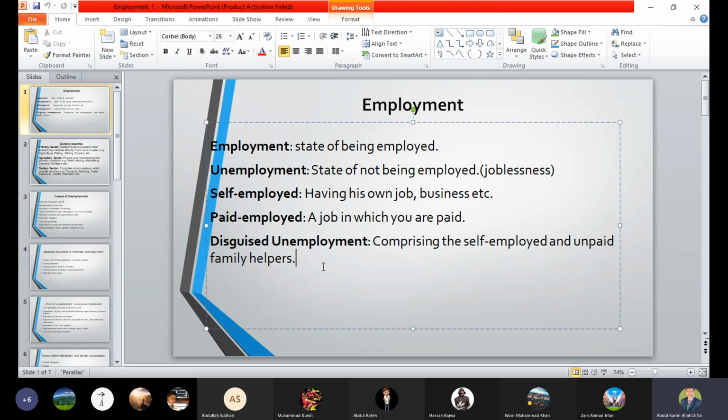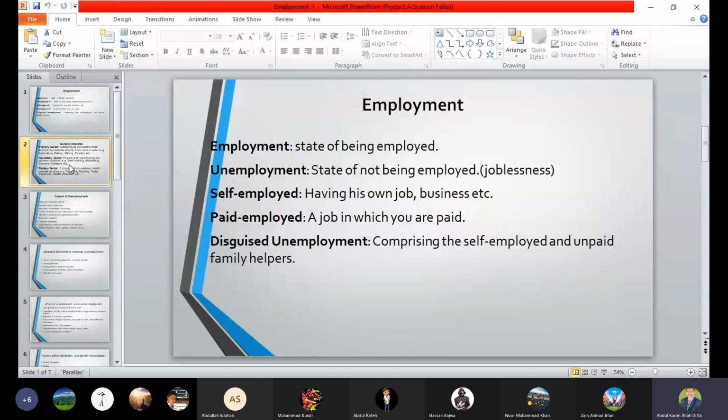In the last presentation, there was one more term, underemployment. Underemployment is that you get a job that is not according to your qualification. The job which you receive, you are employed for a job not according to your qualification. Your qualification is different, my dear, and the job you are getting is different. So that situation is called underemployment, beta. So these are some of the terms which will be used. Just focus on that, beta.